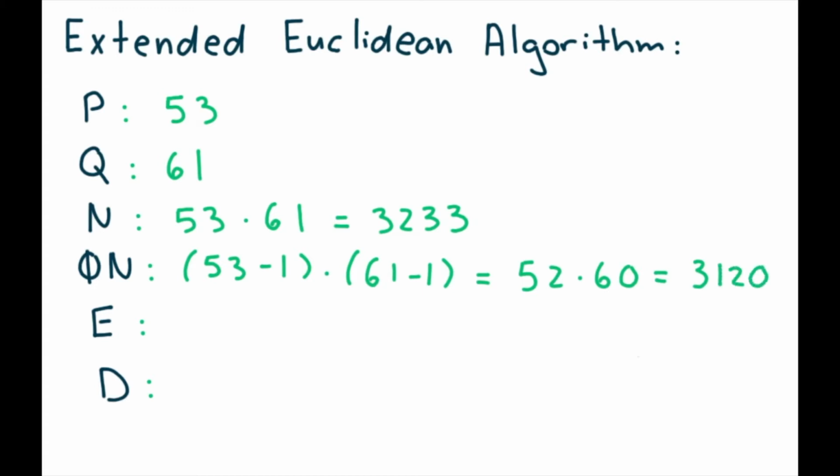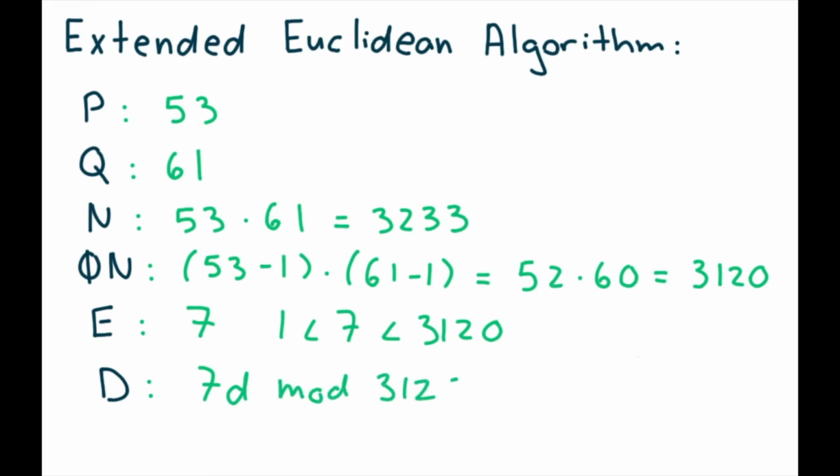3,120. Then I'm going to let E equal 7, because 1 is less than 7 is less than 3,120, and 7 and 3,120 share no common factors greater than 1. And then I'm going to say that 7D mod 3,120 is equal to 1.